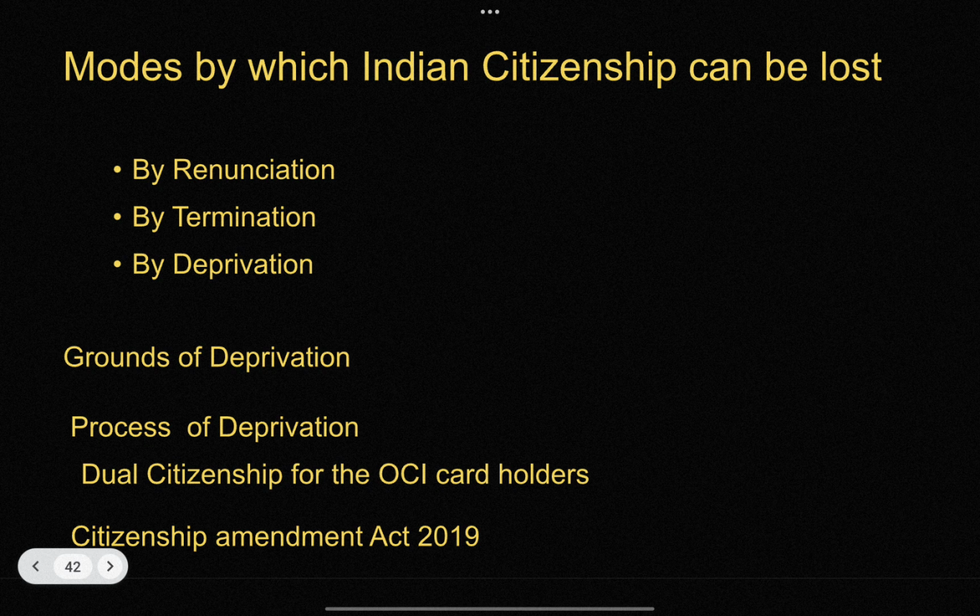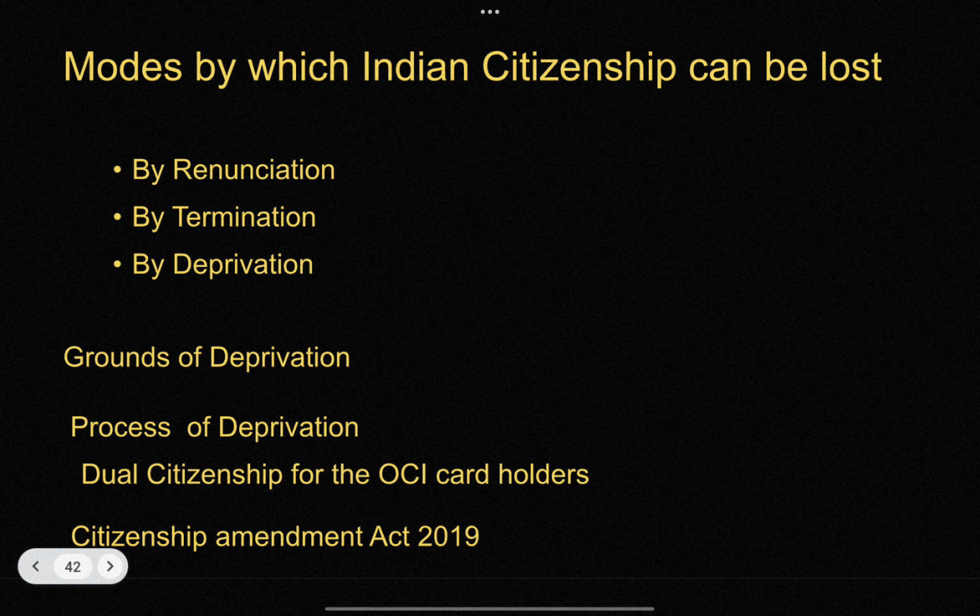That is, a person belonging to these communities who has come to India on or before this date from Pakistan, Bangladesh, and Afghanistan will be eligible for fast track citizenship of India. They are to be given Indian citizenship in 6 years, but presently the Citizenship Act provides for citizenship by naturalization for people who have lived in India for at least 12 years.